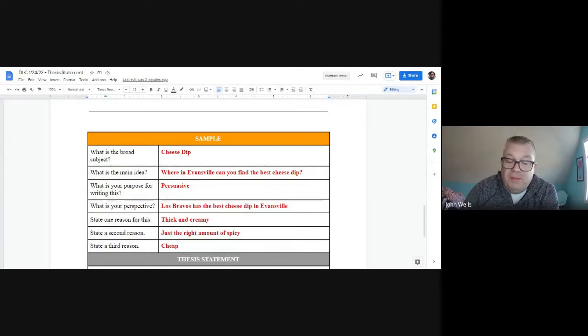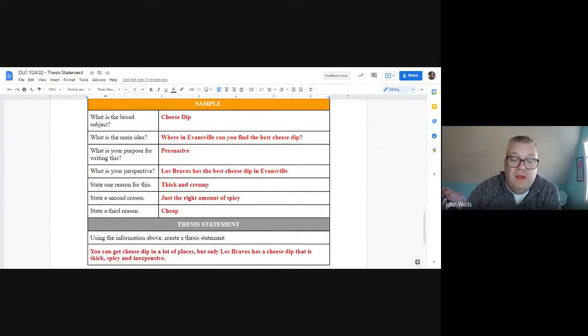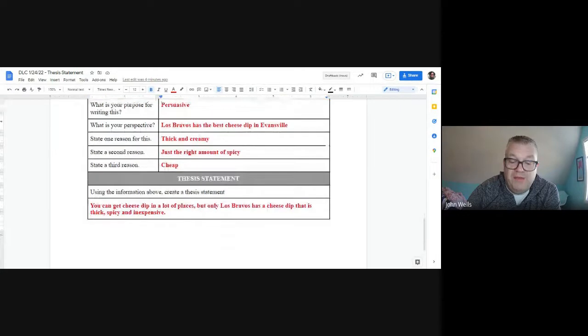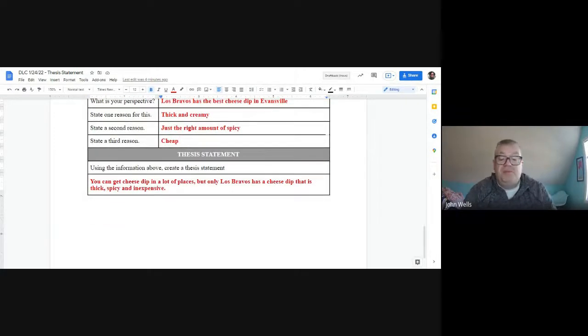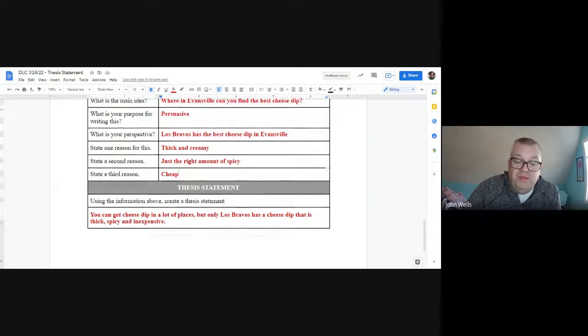If my broad topic is cheese dip, my main idea, the thing I'm trying to accomplish, is: where in Evansville can I find the best cheese dip? Looks like I have a couple repeated there. Reasons why: it's thick and creamy, it's got the right amount of spicy, and it's cheap and inexpensive. So I'm going to pull these pieces together.